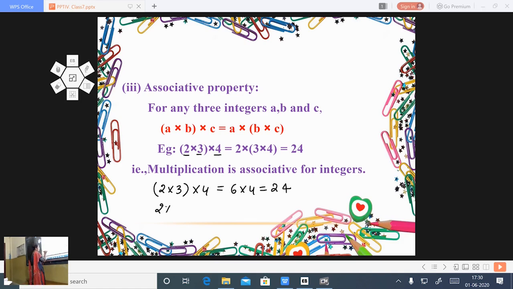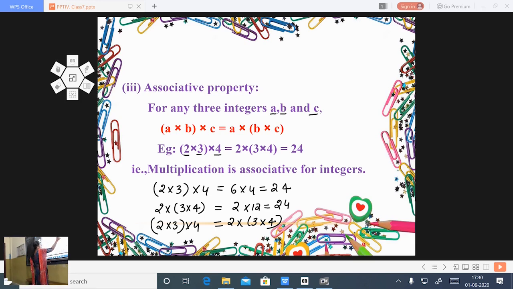Second product, 2 into (3 into 4). Do the bracket first, that is 2 into 12. This is also equal to 24. Therefore, (2 into 3) into 4 is equal to 2 into (3 into 4). That means multiplication is associative for integers. So in general, we can say that for any 3 integers a, b and c, what is the condition? (a into b) into c is equal to a into (b into c).